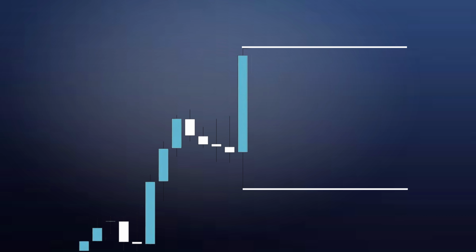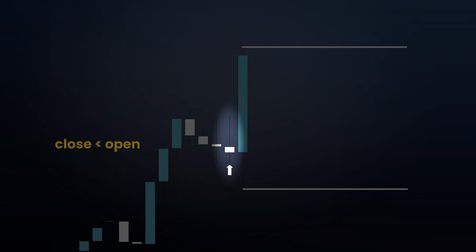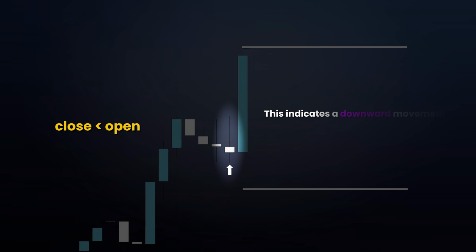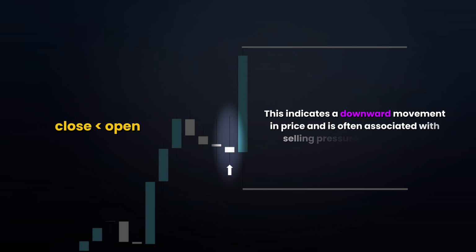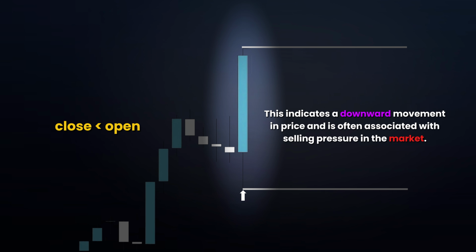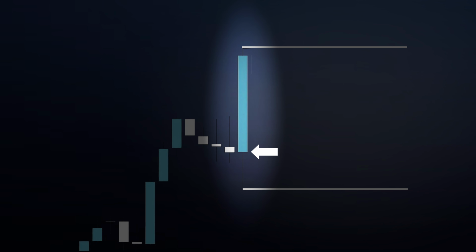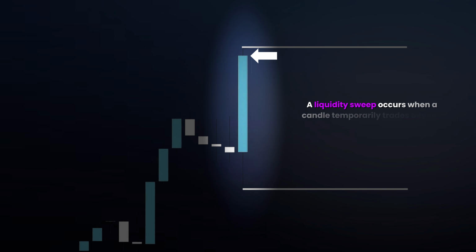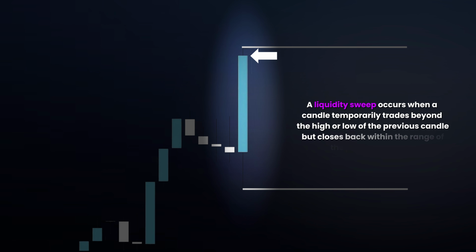In this scenario, we have a down candle. The close is lower than the open. This is called a bearish candle. The candle to the right is an up candle, which is known as a bullish candle. The candle opened and traded below the previous candle low, but closed above. This is what a sweep is. You might have heard people call this a liquidity sweep.